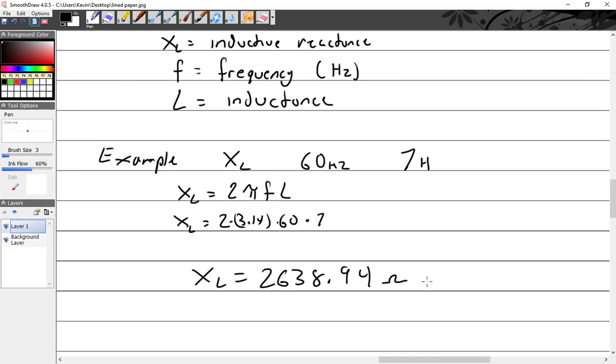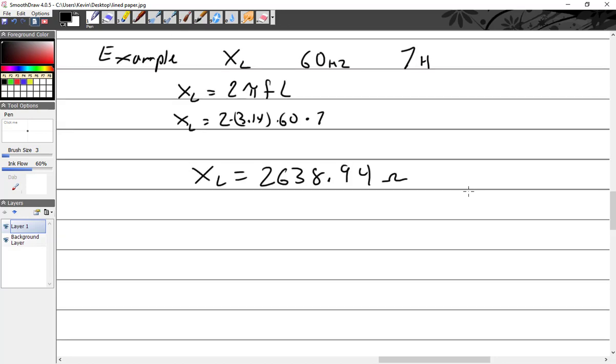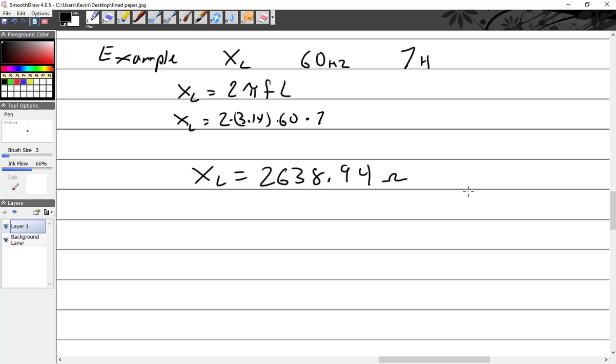So, all right, what's the formula for finding inductive reactance? It's exactly the same. There's only like one nuance difference. So, all right, that's how you're going to do inductive reactance. That's all I've got to say about that. Now we're going to talk about capacitors.